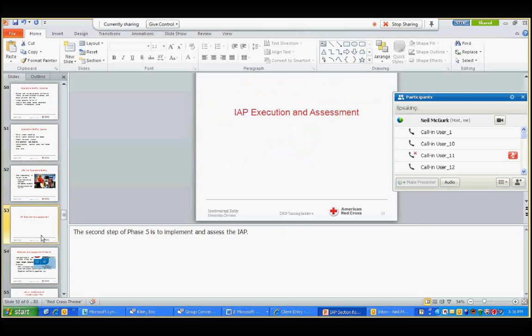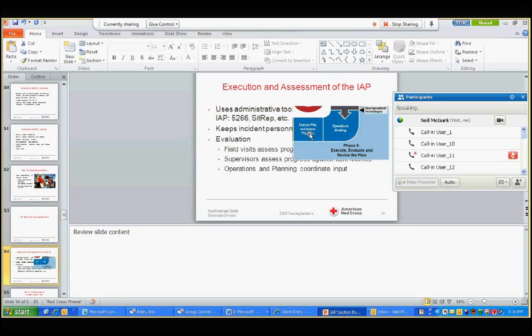And then we move into the IAP execution and assessment. I've got another slide here that has a formatting issue, so I'll have to go back and reformat that. This is where you're executing that IAP and assessment. This is done at the end of the day or first thing in the morning, and you're basically reviewing the previous IAP, comparing it to your 5266 and your sit rep, and discussing whether or not you were able to meet your goals and objectives. So really, you're checking to see if you are on track with the operation.